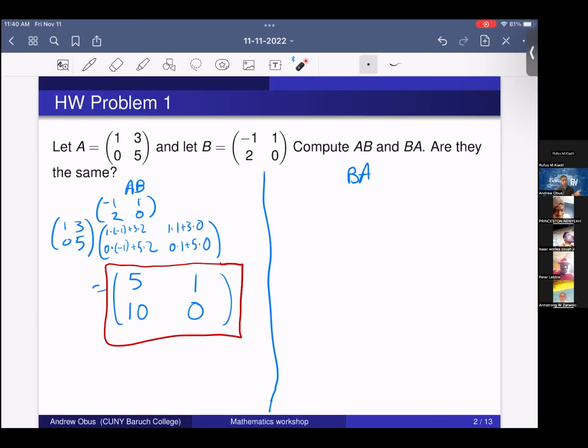Okay, so now let's do the other way, right? So the other way, what do we have? We're going to do minus 1, 1, 2, 0, and we're going to multiply this by 1, 3, 0, 5. Oh, sorry, I did the wrong order. Sorry, 1, 1, 1, 0, 3, and 5. Right. So we want to get what's going to be in here. So what are we going to get for the first entry in this matrix? This top left entry.